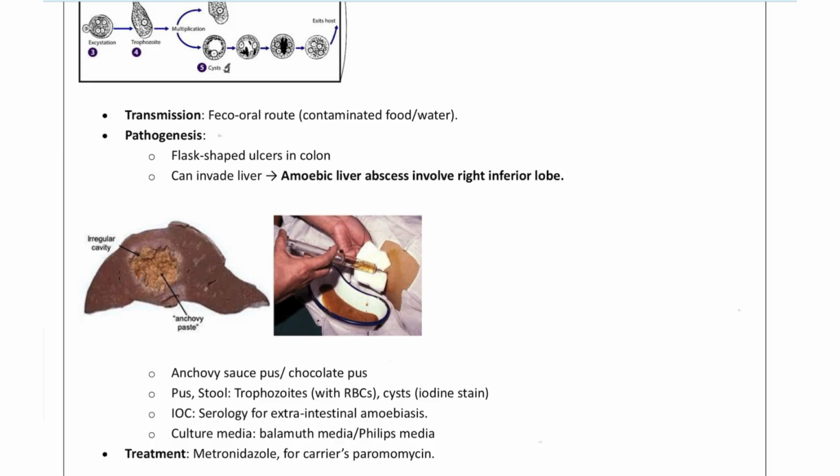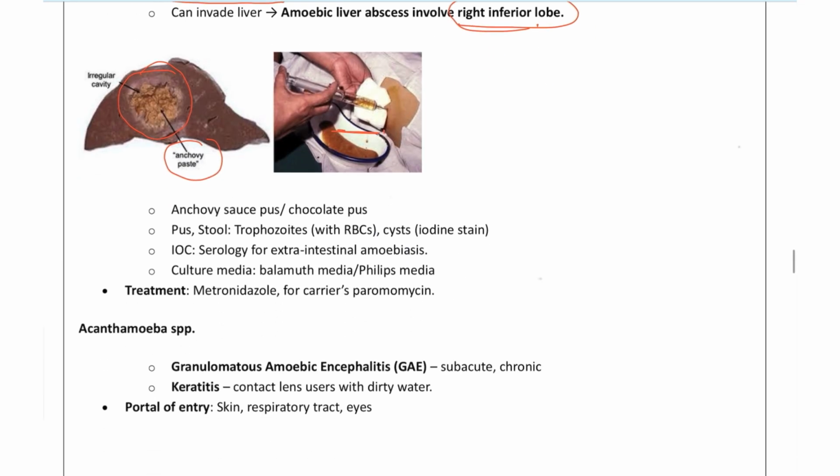Next, pathogenesis. This is going to cause liver abscesses. When you aspirate these liver abscesses, you are going to see anchovy-sauce kind of pus. The most commonly involved lobe is the right lobe, and it also causes flask-shaped ulcers in the colon. It is positive on serology, and on culture media, Balamuth media and Philips media are used. The drug of choice is metronidazole. Carriers can be given paromomycin.